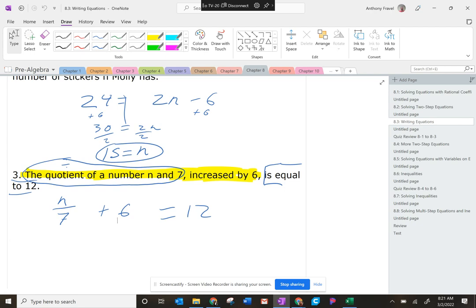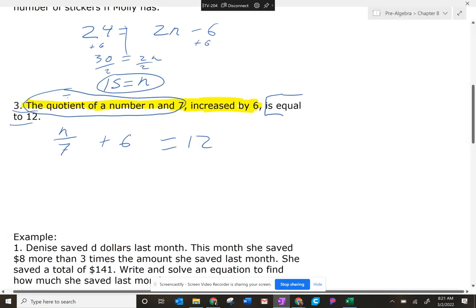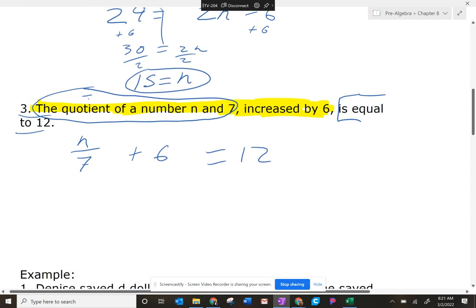All right, we left off yesterday. I had where it said the quotient of a number and 7 increased by 6 equal to 12. You guys remember us putting this up there yesterday? Okay. So again, as we work through this, the order of operations is going to be important. Somebody talk me through. What do I do next?